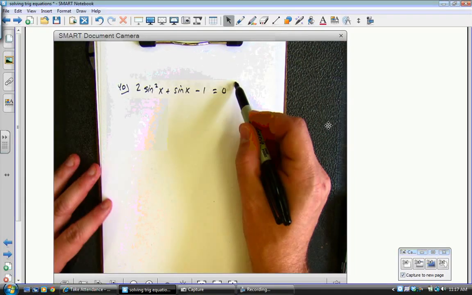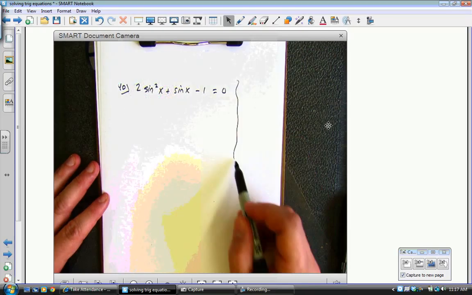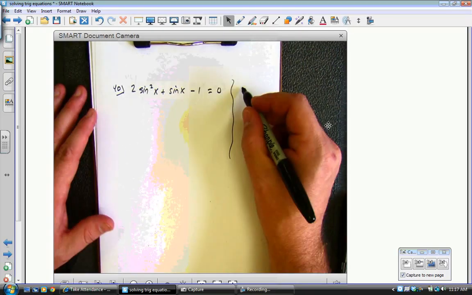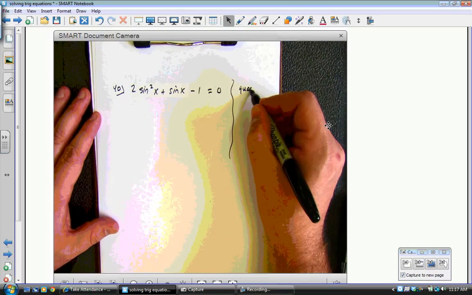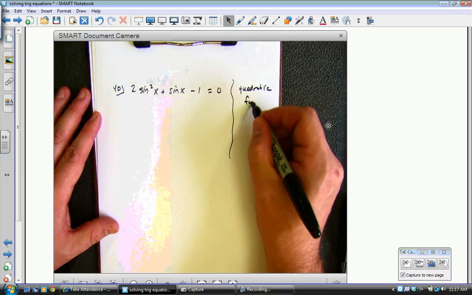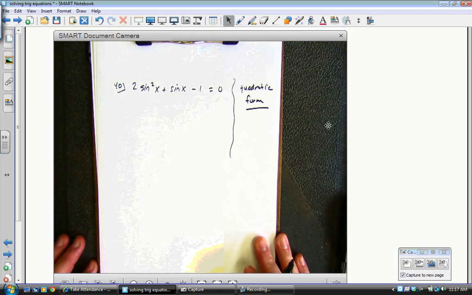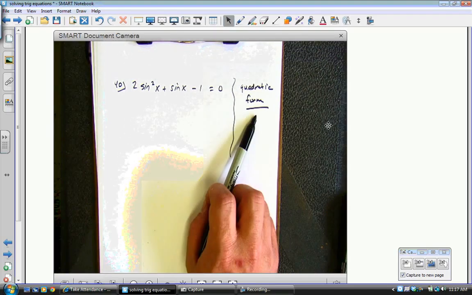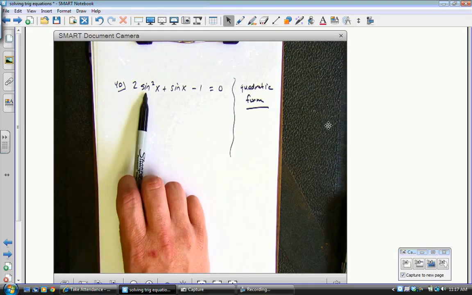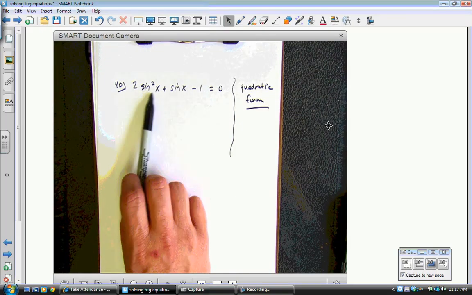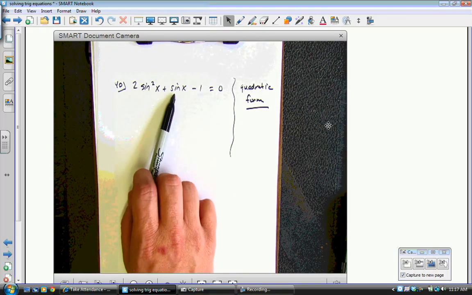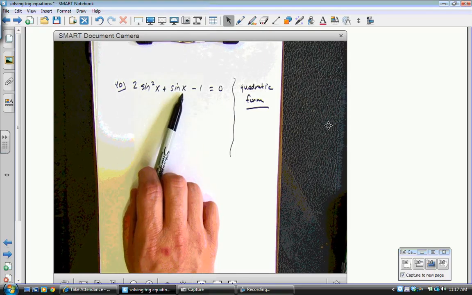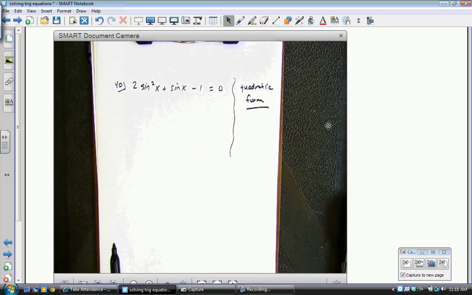Now, these trig equations, what we call these, and the directions kind of say something about them here, are ones that are in a quadratic form. Okay, so let's see if you can spot what I'm talking about. Like in regular algebra, what do quadratic equations always have in them? Right, a square. So in this one, you've got a sine squared, and then a regular sine, and then a constant. So like the quadratic term, the linear term, and the constant. So it's a quadratic form.